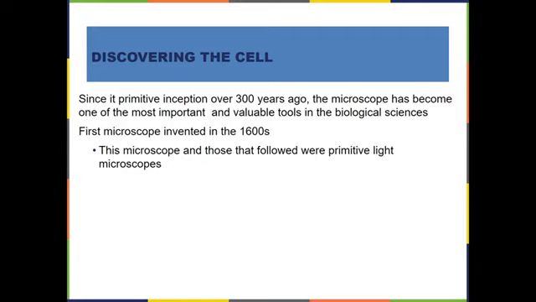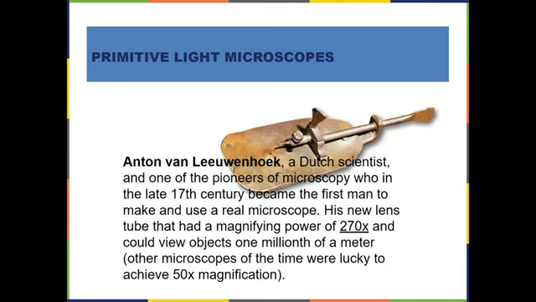So discovering the cell wasn't all at once. It did begin, or had a primitive inception, about 300 years ago. We started using modified magnifying glasses before the early to mid 1600s, when what we would consider a real microscope was invented. So Leeuwenhoek's simple microscope was one of the first real microscopes. And the microscopes that followed, including compound microscopes like that of Robert Hooke, or later the scanning and transmission electron microscopes, have only improved this field of microscopy and helped us discover more than just the cell. This is what Anton van Leeuwenhoek's microscope looked like.